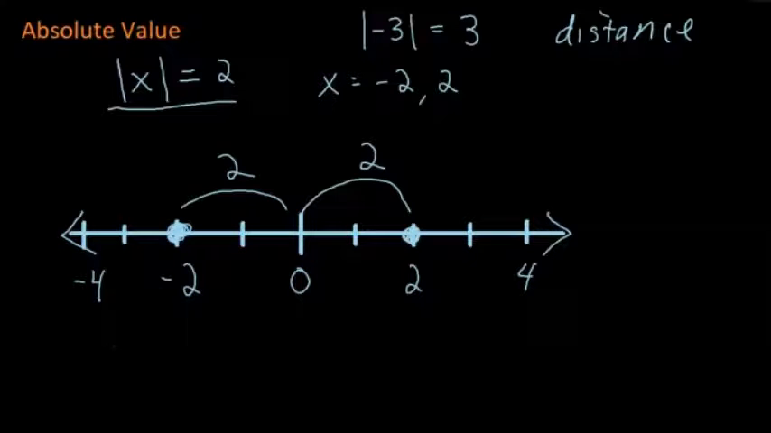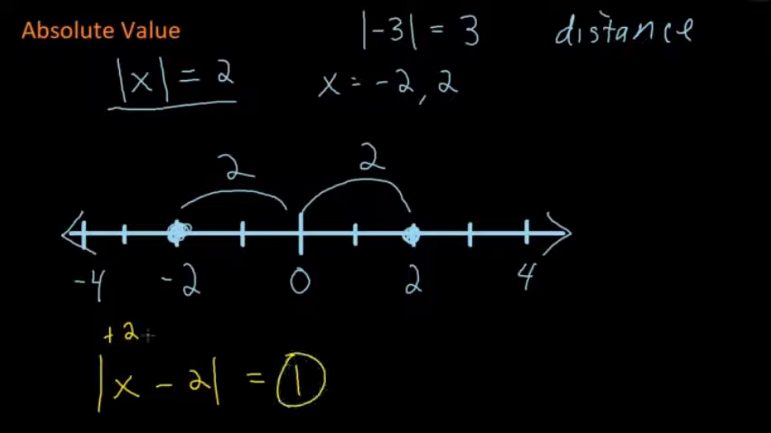And then we have to consider the case, well, what if there's some kind of translation, the absolute value of x minus 2 equals, let's say, 1. In this case, x has been moved. The number that makes x 0 would be +2. So this says I want to know which values for x are 1 unit from +2. So that would be +1 and -1 from +2.